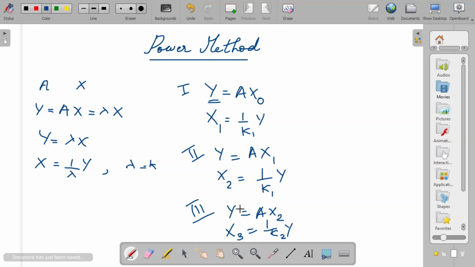When the final value is in close approximation with the previous value, when x2 and x3 become very close enough according to the accuracy which is required, then I will stop the iteration and say that this last x value is the eigenvector corresponding to the most dominant eigenvalue, and the k corresponding to that is the dominant eigenvalue. Okay, so I hope you understood this, but while you do the problem it will become more clear.